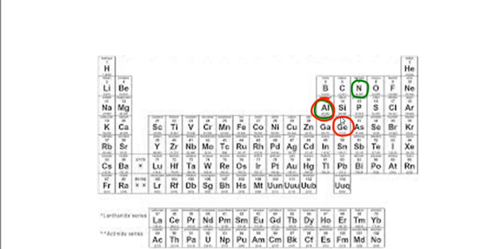The effective nuclear charge for aluminum is 3. Effective nuclear charge for nitrogen is 5. So if you look at it both ways, aluminum is going to be bigger than nitrogen. But if we're going to go in a diagonal this way, holy cow, that's going to be a hard one to predict, because germanium has more shells, but germanium also has a greater effective nuclear charge. So which one's going to win out?